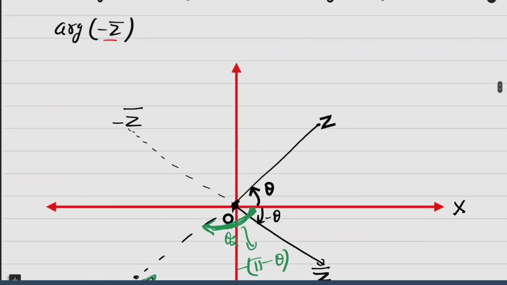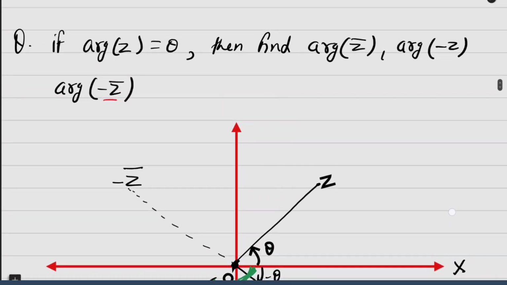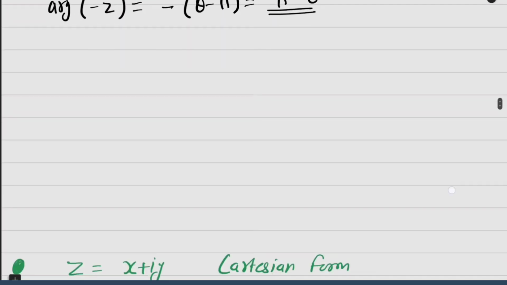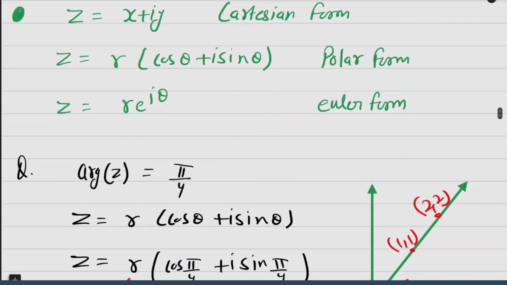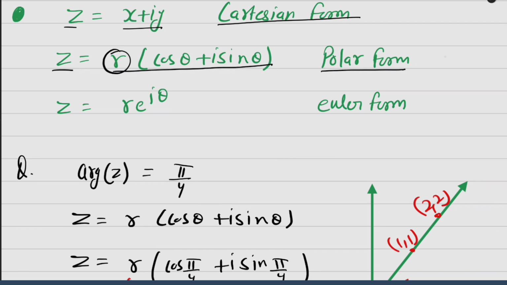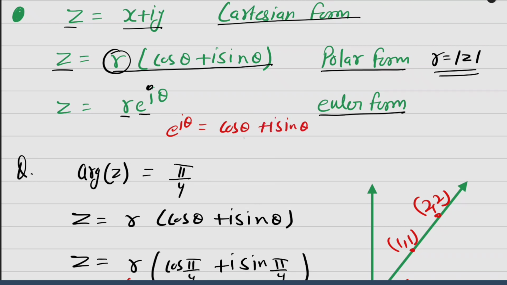So we can easily find the argument of a complex number, depending on the condition. Okay, so next one is the different forms of a complex number. That is z equal to x plus iota y, that is the Cartesian form, and z equal to r cos theta plus iota sin theta, which is the polar form, where r is the modulus of z. And r into e to the power iota theta is the Euler form. And one more important thing you have to know: e to the power iota theta is nothing but cos theta plus iota sin theta.